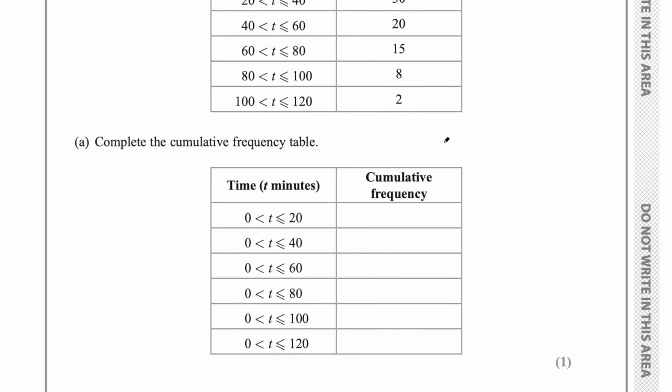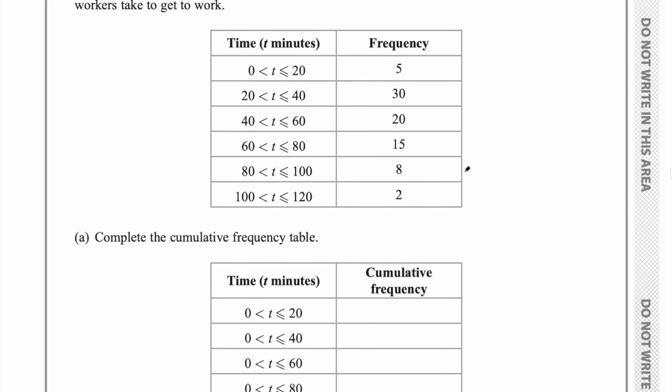Cumulative frequency is when you add up the frequencies as you go down the table. So cumulative, you need to understand what that word means. It means basically the running total. How many people in total up to a certain time. So the first one is always the same, 20. And then the next one we need to add 5 to 30.